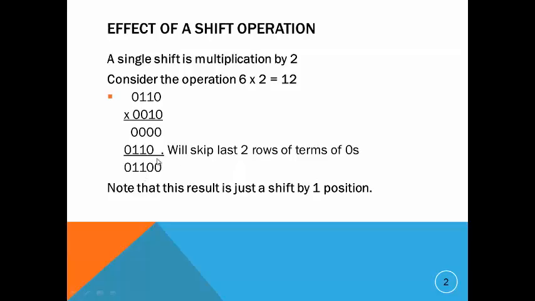Simply, you can get the answer by shifting the bits of 6 to the left by 1 bit. So if this one comes here, and this one comes here, it becomes 1100, which is nothing but 12. So shifting the bits in the left direction will lead to multiplication by 2. Similarly, shifting in the right direction will lead to division of the value by 2.